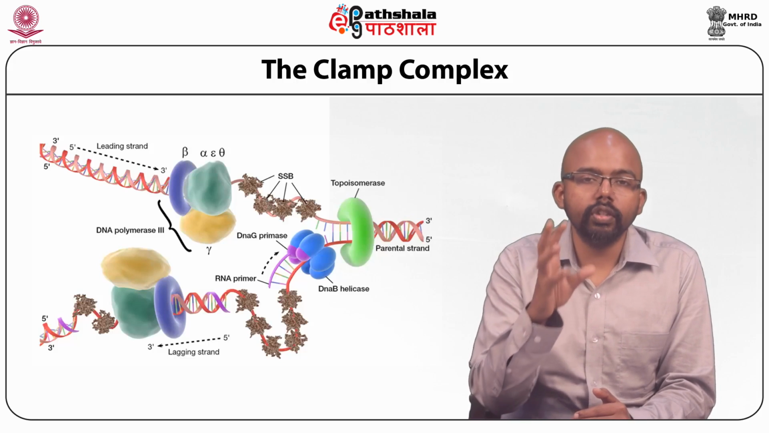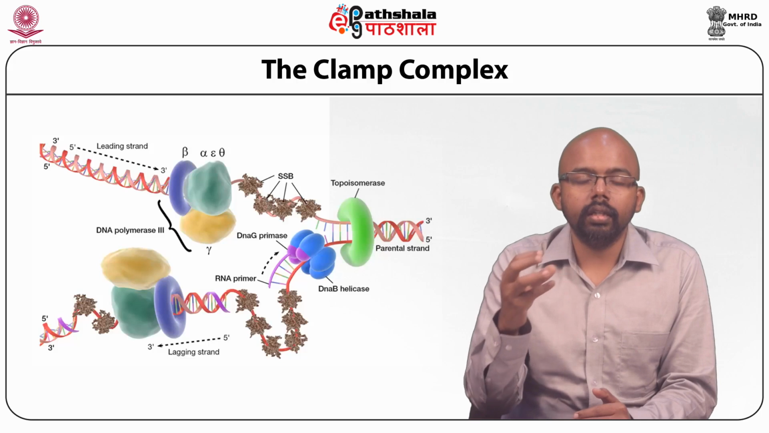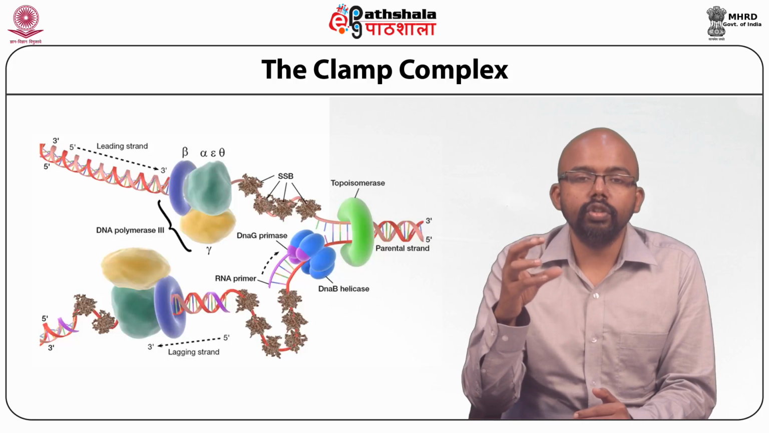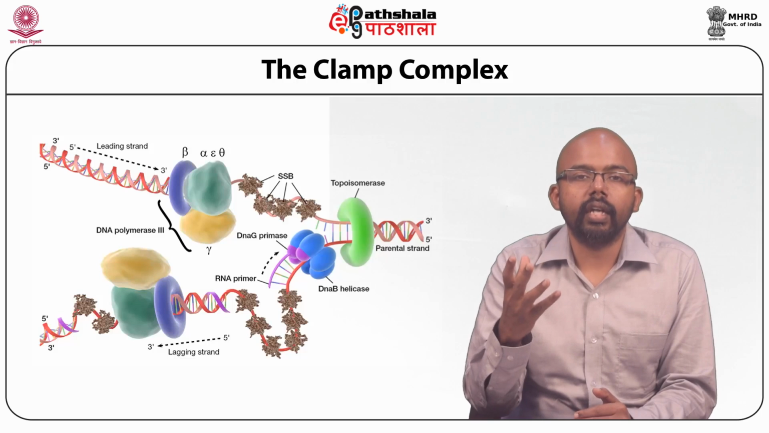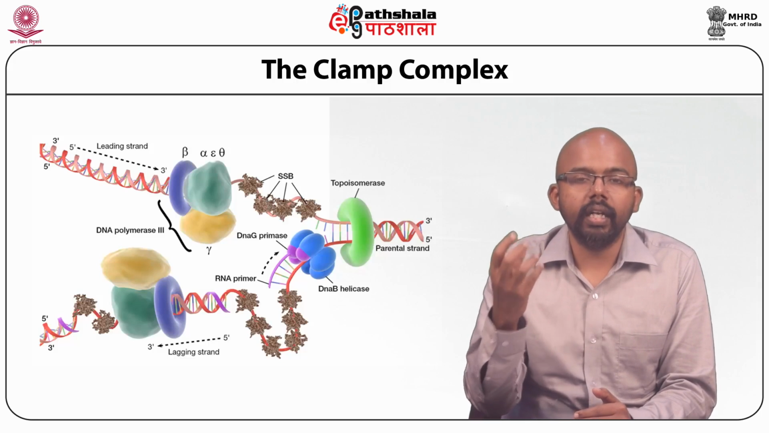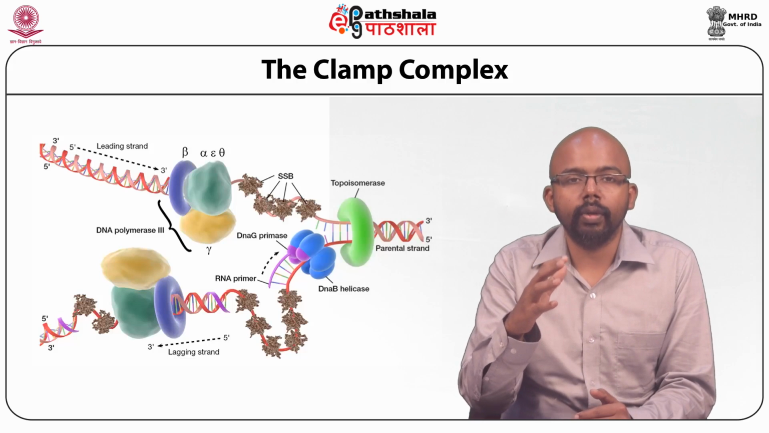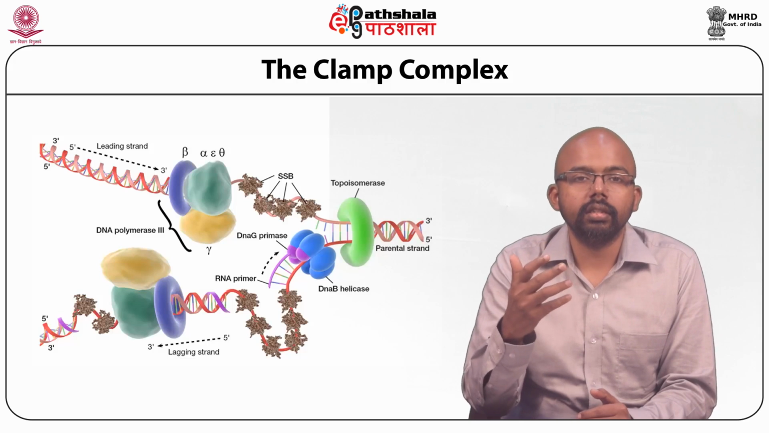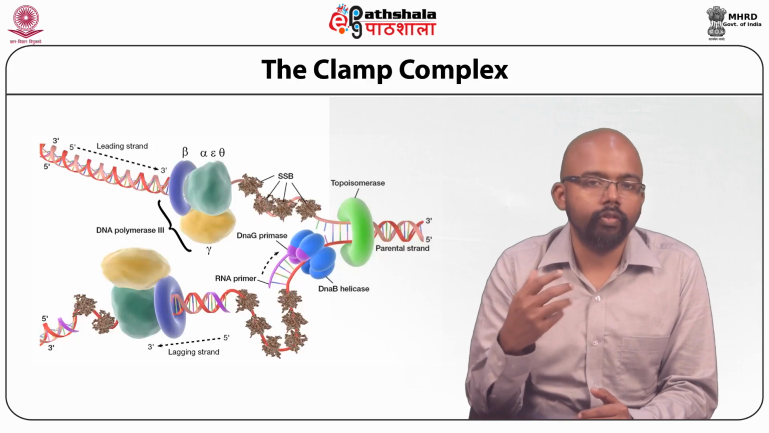In the absence of this beta clamp, the DNA polymerase tends to polymerize only a few nucleotides before it falls off. The addition of this beta clamp holds the polymerase and the template together so that the rate of DNA synthesis increases by around 1000 fold.